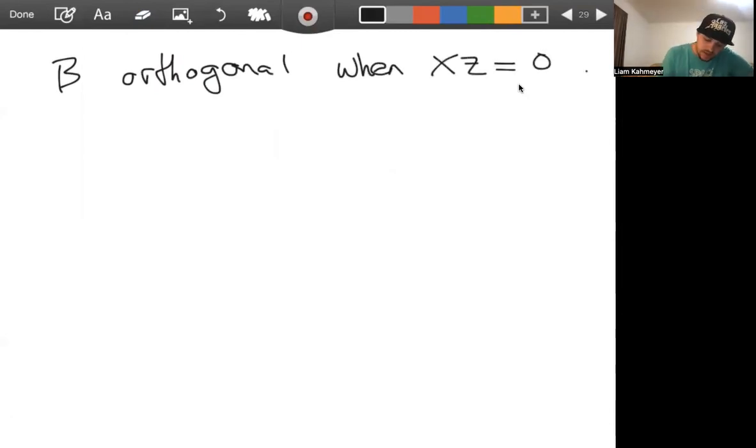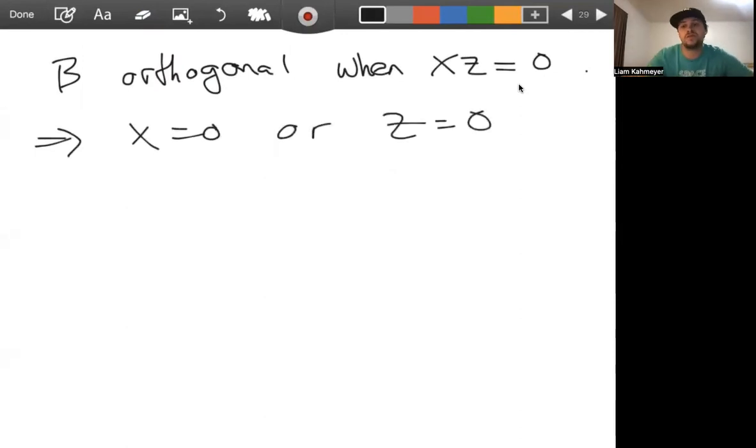Well, what does this mean? This implies that x equals 0 or z equals 0. And this is an inclusive or, right? There's an or that means one or the other, and there's an or that means at least one, right? And this is an inclusive or. Or can also mean both, right?